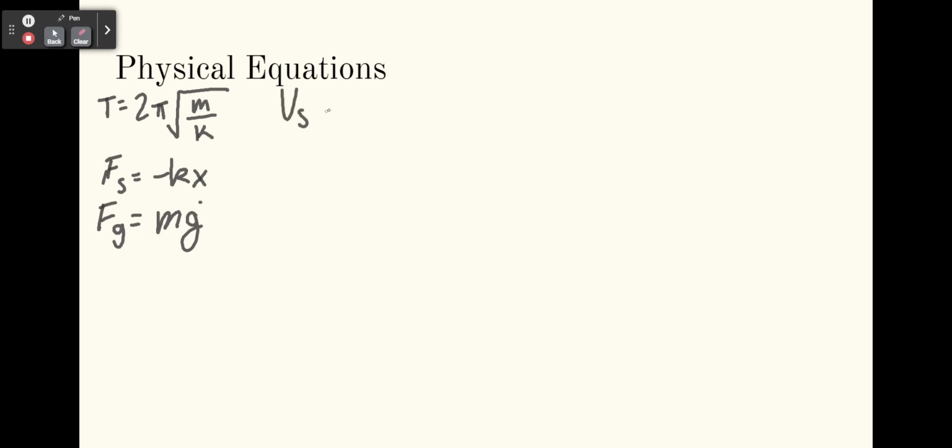We're using this since the spring is close to the surface of the Earth. Delta U_S is equal to 1/2 k s squared. This is our potential spring equation. U_G, our potential gravitational, is mgh. Again, we're using this equation because we're looking at a spring close to the surface of the Earth. Finally, our kinetic energy is equal to 1/2 mv squared.